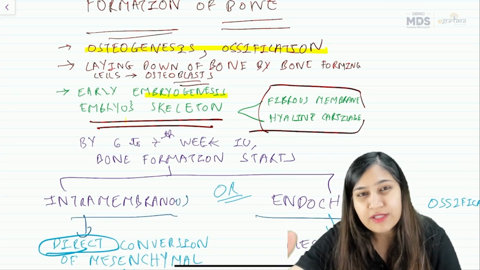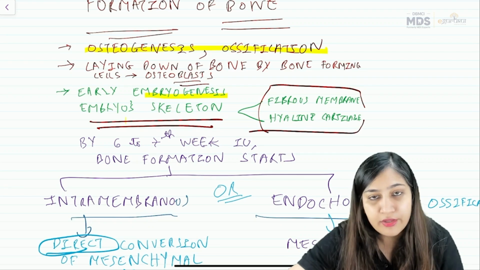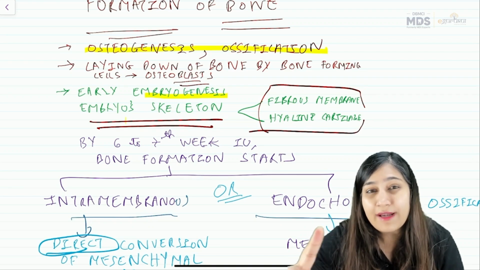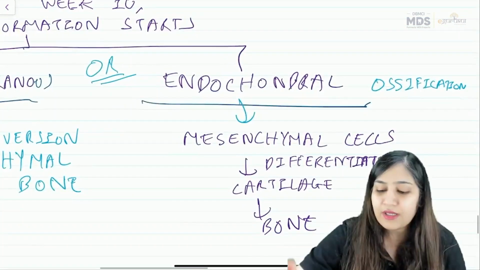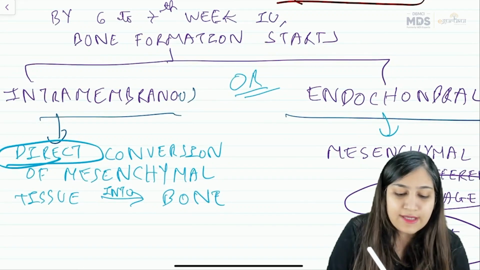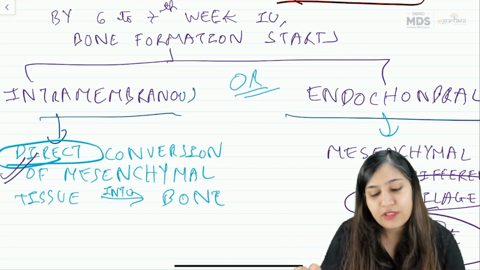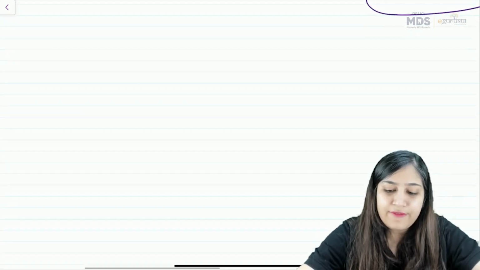Later on, bone formation starts through two pathways: intramembranous and endochondral. In endochondral, there is no direct conversion. First mesenchymal cells will differentiate into cartilage and then bone will be formed. While in intramembranous, there is direct conversion of mesenchymal tissue into bone. So we've discussed the development of bone.